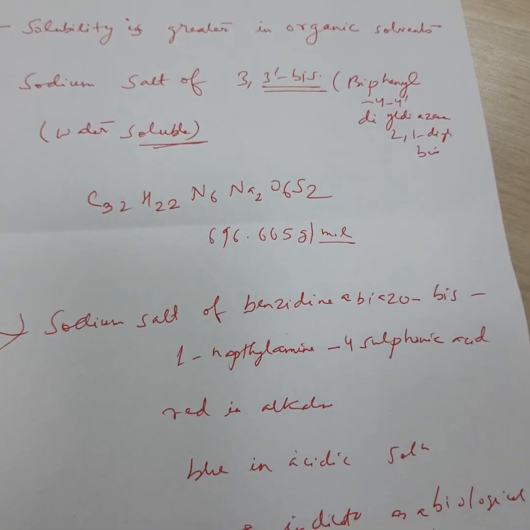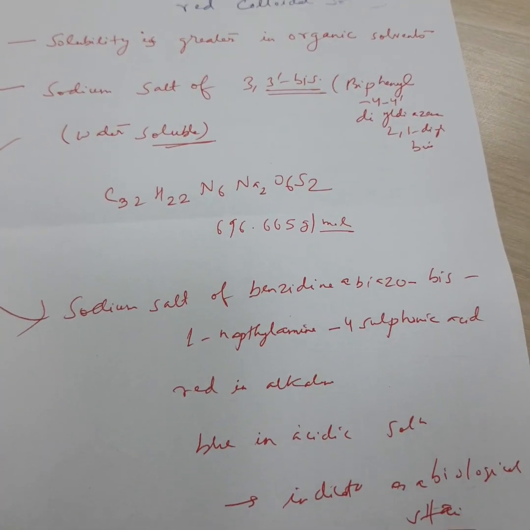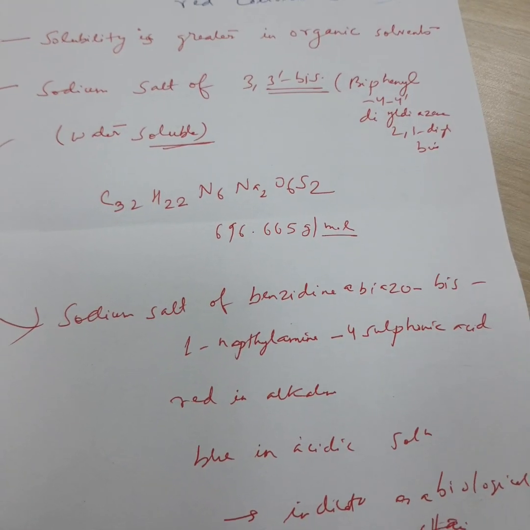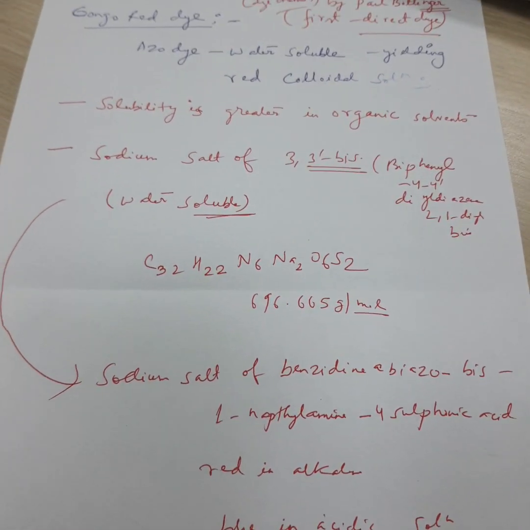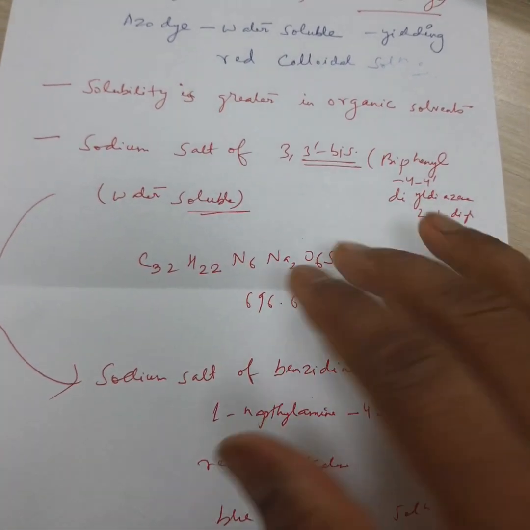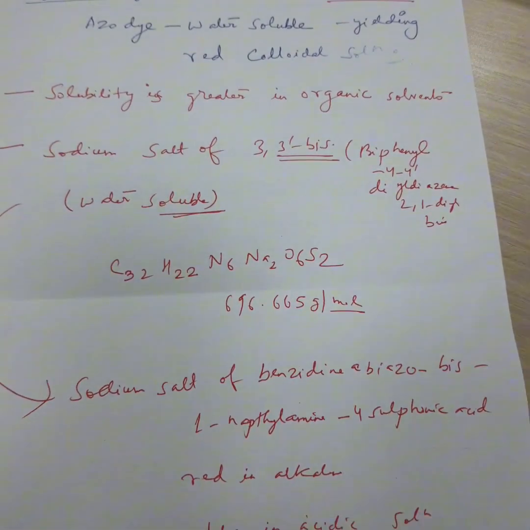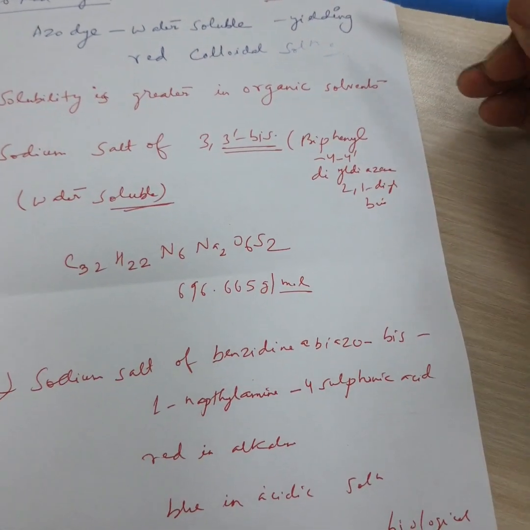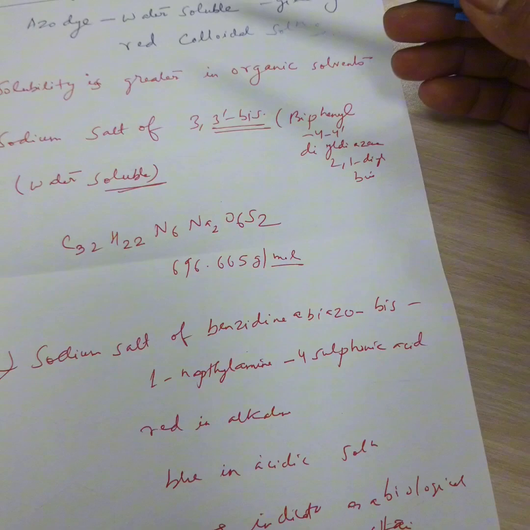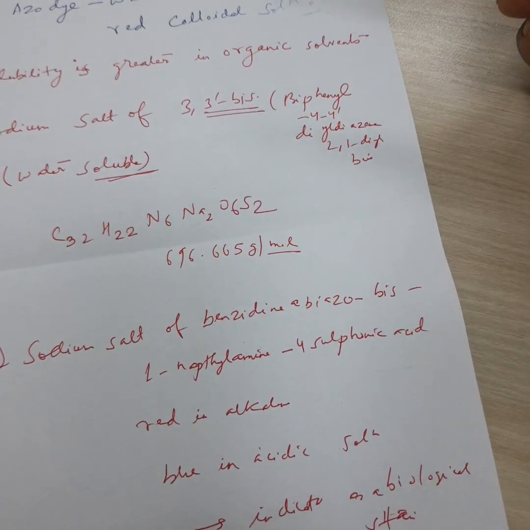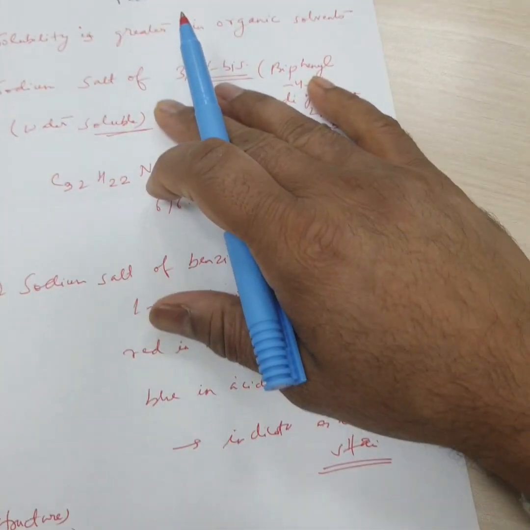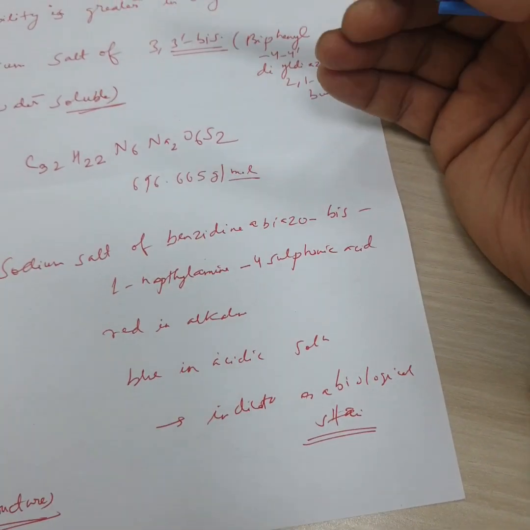Hello guys, today we'll see in the lab the calibration of the Congo Red dye, which is an azo dye, or you can say an anionic dye, discovered by Paul Böttinger while working in chemistry. He was a dye chemist. This is the first direct dye, and it is also called an azo dye. It has an azo structure.